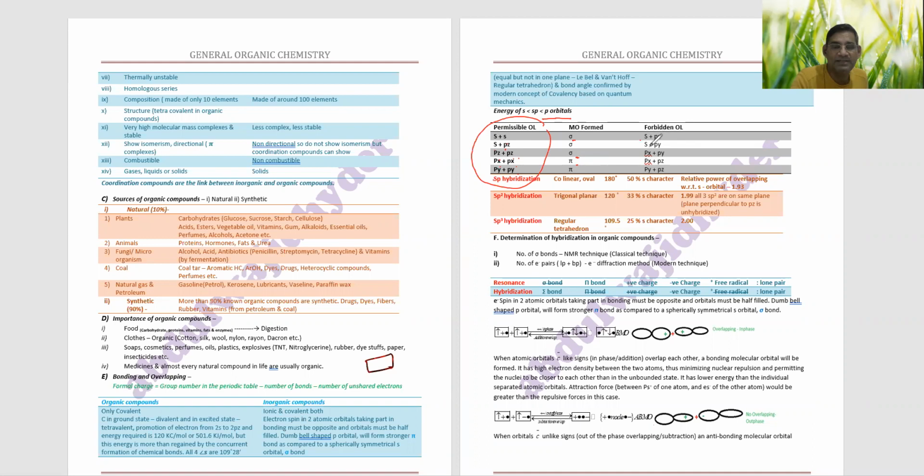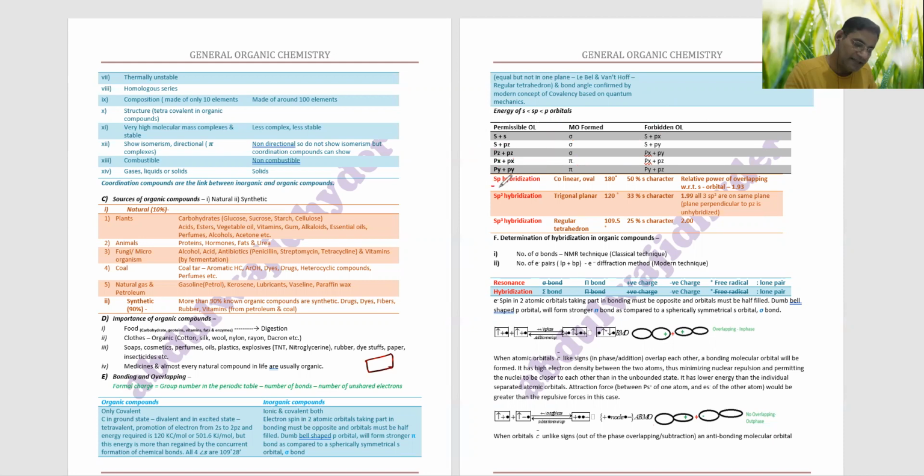S plus px, not possible. S plus py, not possible. Px plus py, not possible. Px plus pz, not possible. Py plus pz, not possible. So these are forbidden overlapping, and this was permissible overlapping.